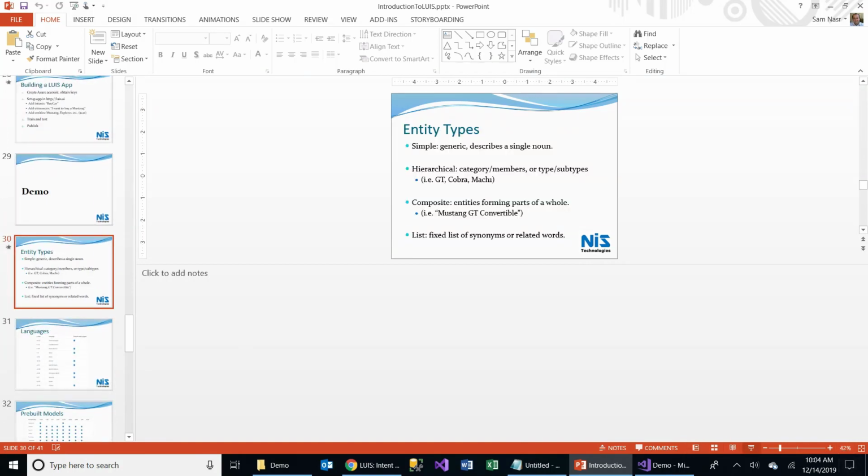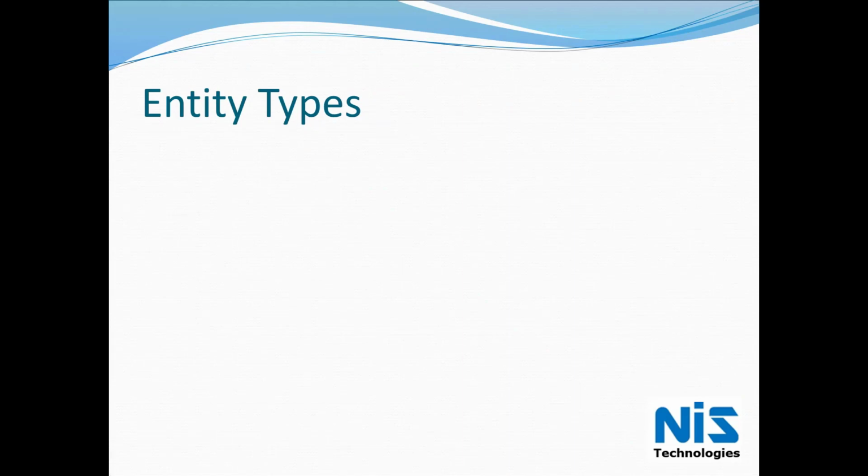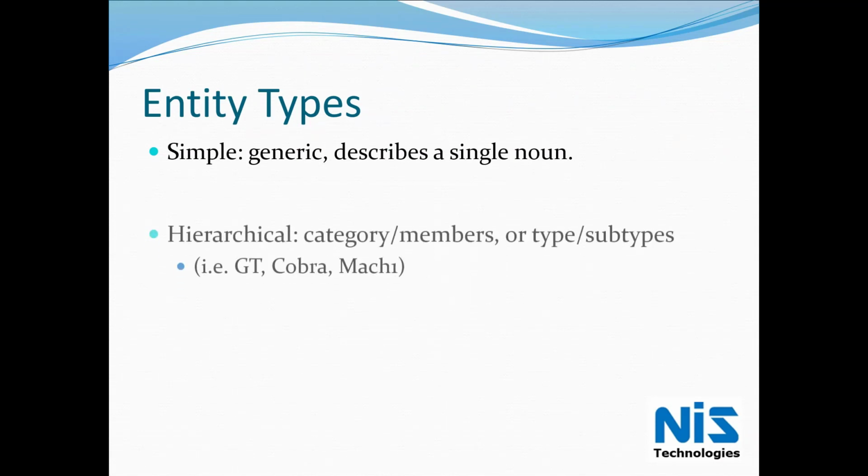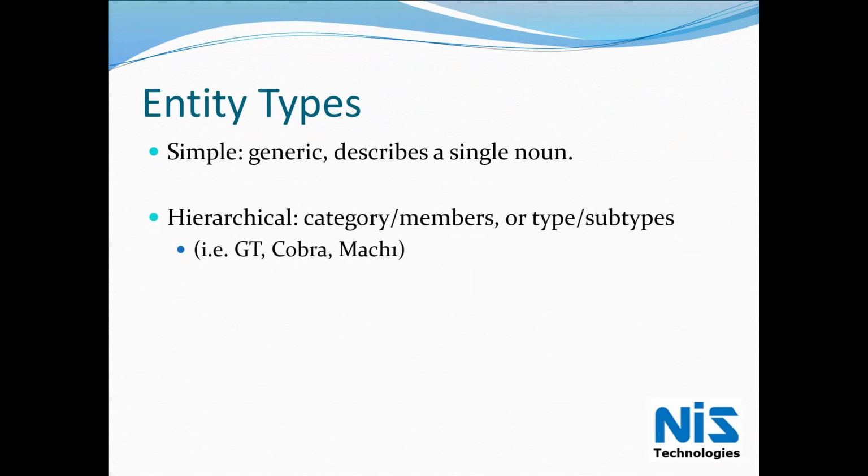So to expand on Brian's question about entity types, the ones that I had used were very basic, very simple single nouns. Mustang, Explorer. However, the types can be hierarchical. So for example, for a specific Mustang, it comes in a variety of different editions. The GT, the Cobra, the Mach.